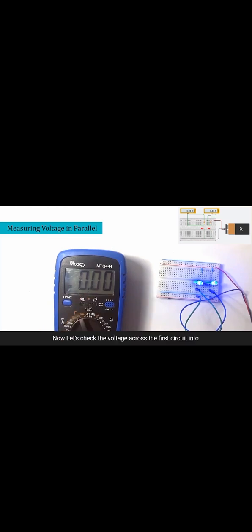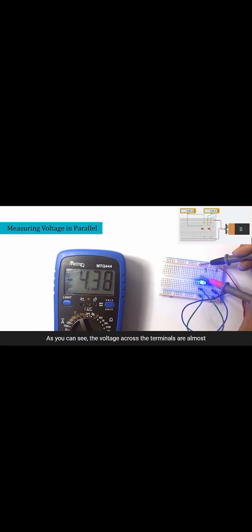Now let's check the voltage across the first circuit, that is the first LED. It is 4.59 volts. Let's check for the another resistor. It is approximately 4.39 volts. As you can see, the voltage across the terminals are almost the same. So in parallel circuit, the voltage remains same. Now let's check the current across the parallel circuit.